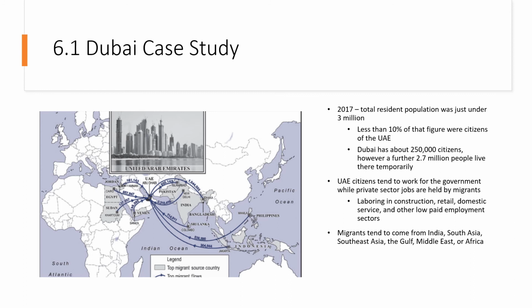Migrant workers tend to come to Dubai mostly from India, but many also come from South Asia, Southeast Asia, the Gulf, Middle East, or Africa. While Dubai is outside the norm of its use of migrant labor, it's part of a global pattern. Migrant labor is becoming a normal part of countries' economies.